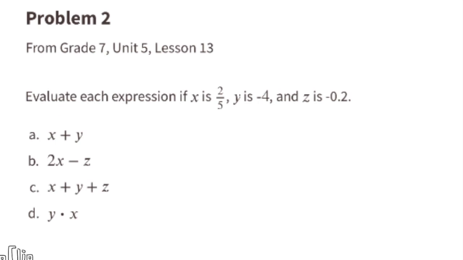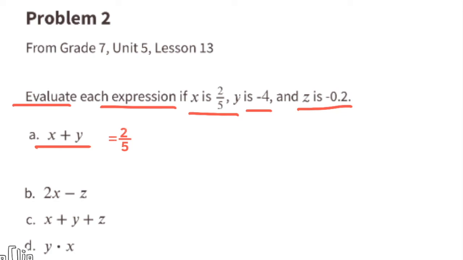Problem number 2 from 7th grade, Unit 5, Lesson 13. Evaluate each expression if x is 2/5, y is negative 4, and z is negative 2/10 or negative 0.2. A. x plus y. Let's substitute these values. The value for x is 2/5, and the value for y is -4. So this equals 2/5 plus -4.